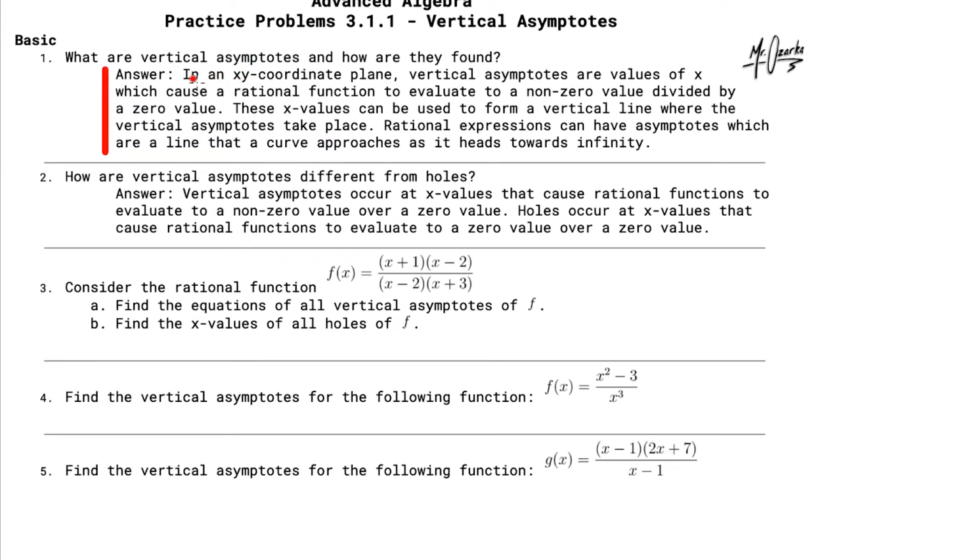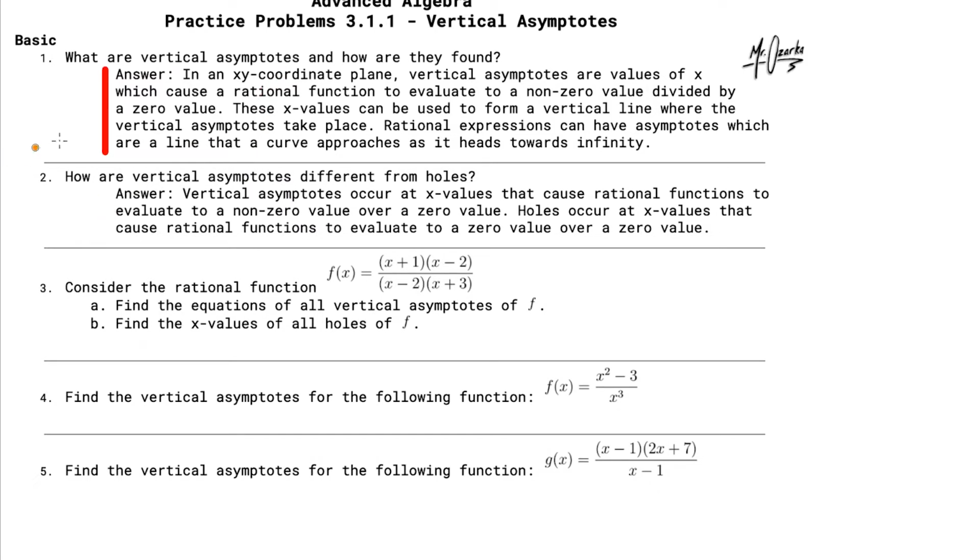So basically a vertical asymptote is a value of x which causes a rational function to evaluate to a non-zero value divided by a zero value. These x values can be used to form a vertical line where the vertical asymptotes take place. Rational expressions can have asymptotes, which are a line that a curve approaches as it tends towards infinity.